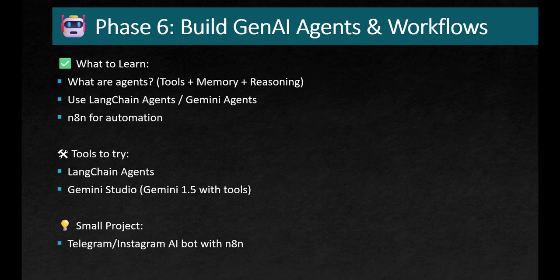While working with these agents, the tools you can explore are LangChain agents or Gemini 1.5 agents for building multimodal intelligent assistants. And you will explore N8N visual automation tools, with triggers and actions, while connecting APIs to create workflows without heavy coding. Then you can combine everything and create a small project like a Telegram AI bot with N8N plus Gemini API, or an Instagram context assistant bot, or a personal AI assistant with memory and task handling. You can create those small projects.